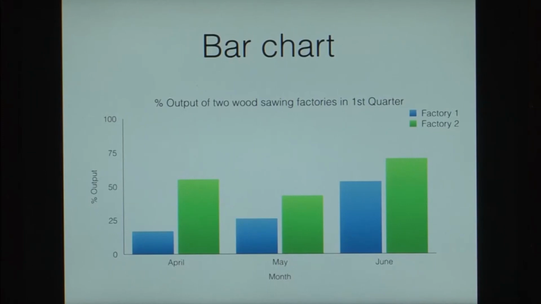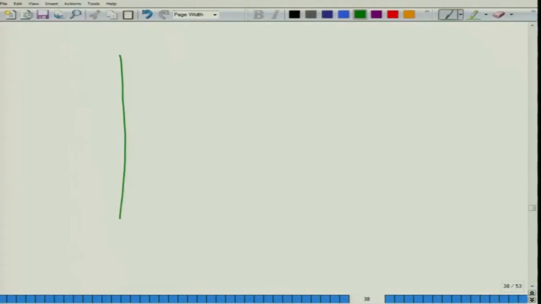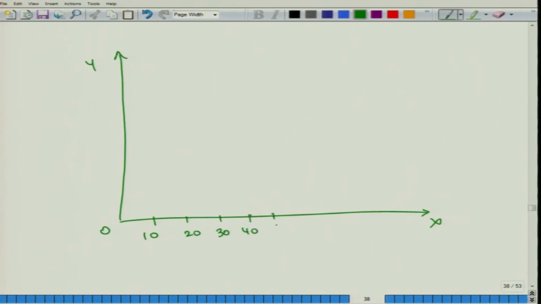The next graph is called a histogram. It is used for continuous variables. It is similar to a bar chart, but the bars are joined together. So, for instance, suppose we had on the x axis distributions that go like this: 0 to 10, 10 to 20, 20 to 30, 30 to 40, 40 to 50 and so on. And suppose these values were like this.